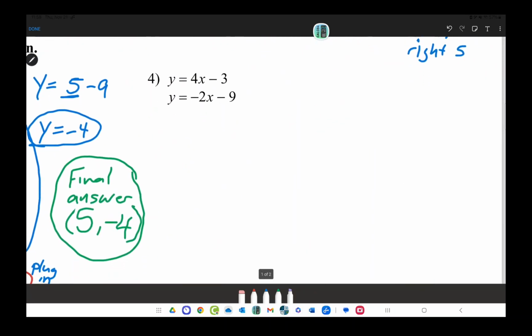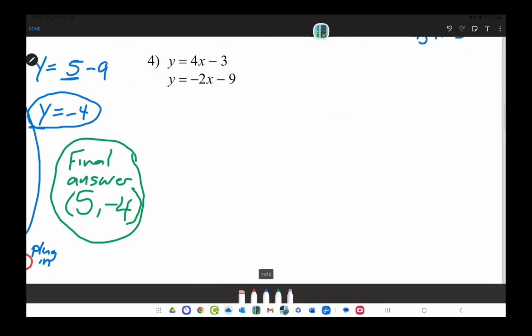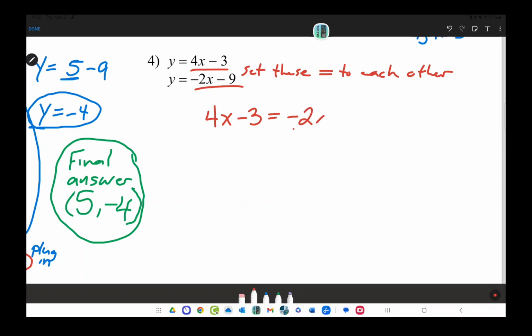So, number 4. Now, both of these are equal to y. So we're going to set these equal to each other. So that means 4x minus 3 is equal to negative 2x minus 9.